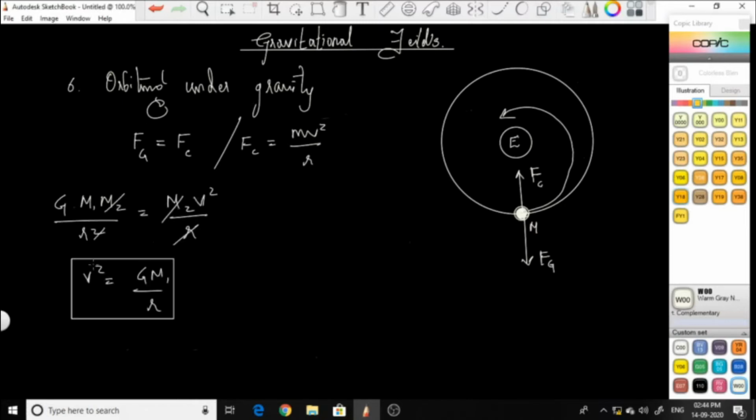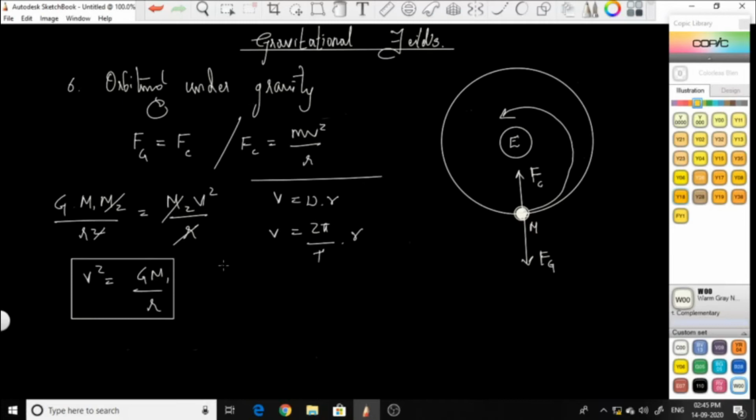Now that we have v square equal to G m1 over r, we have to know the relationship between linear velocity and angular velocity in circular motion. Linear velocity is equal to angular velocity times r. The angular velocity is given by 2 pi over the time period. If we equate this to the previous equation, we can relate the time period and the radius of the orbit.